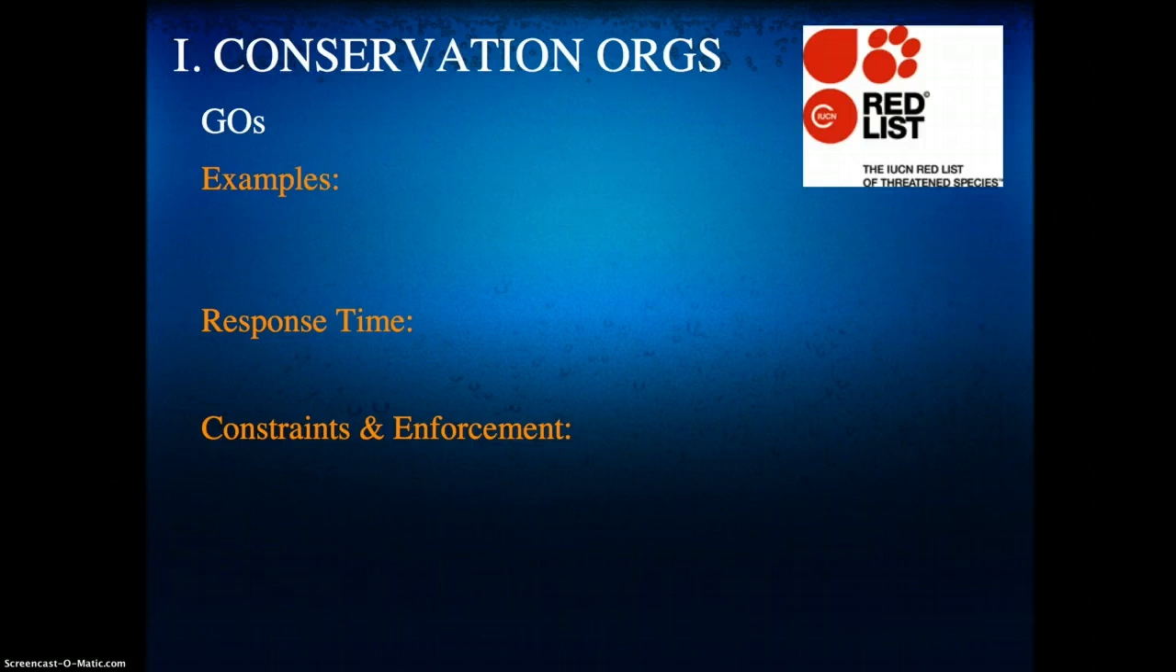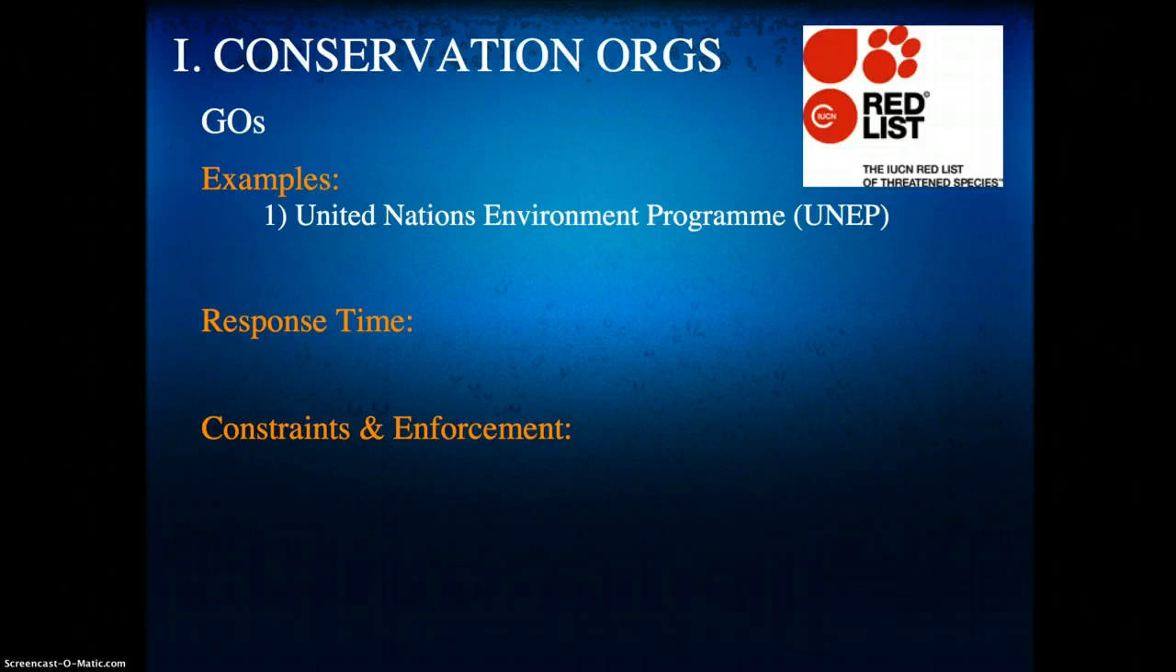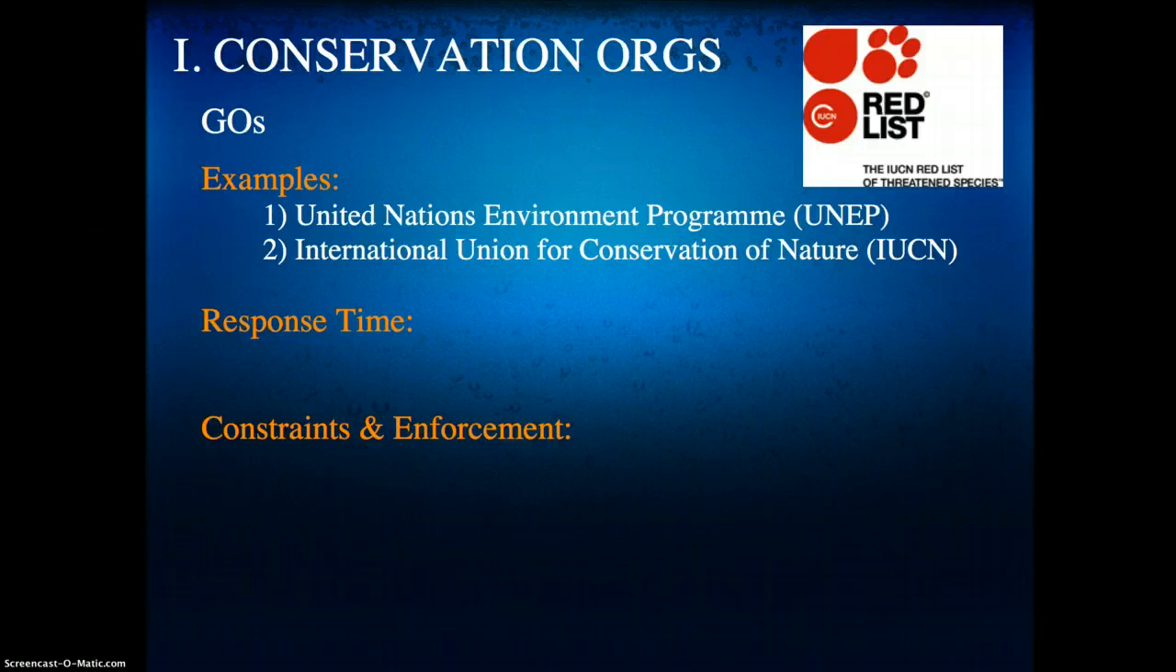But we can divide them into kind of two broad categories: governmental organizations and non-governmental. So let's talk about the GOs, or governmental, first. Some examples you may be familiar with are the United Nations Environmental Program or the International Union for Conservation of Nature, and that's IUCN, and they make the Red List that catalogs threatened and endangered species and extinct species worldwide.